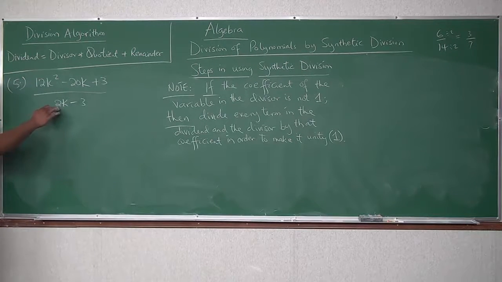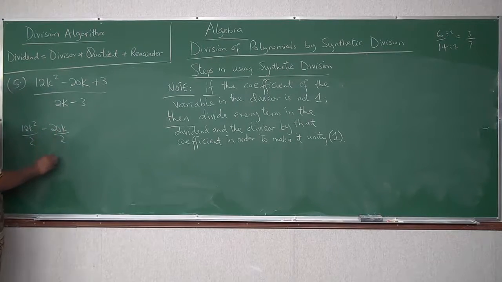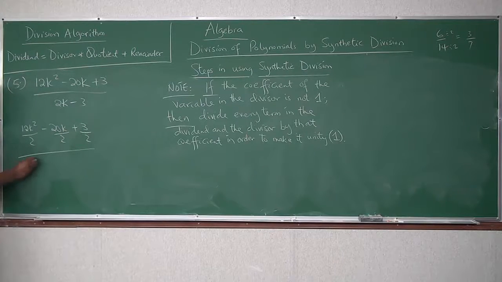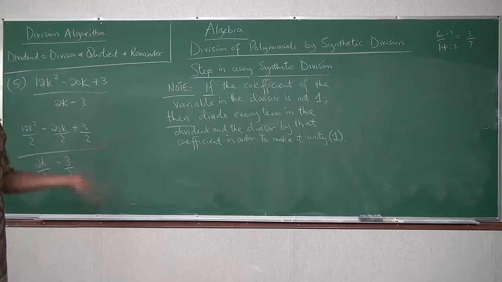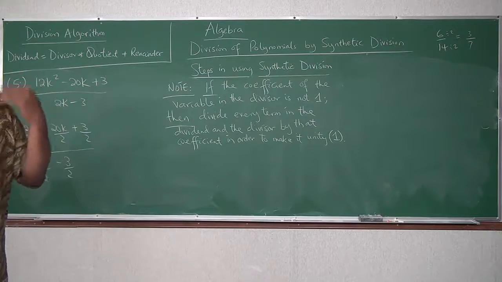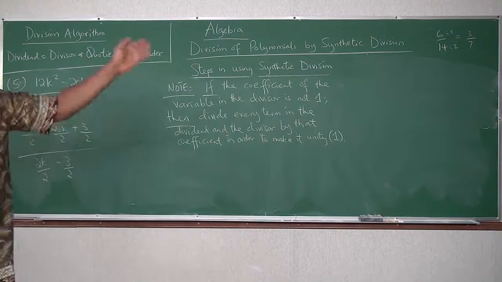Because this is 2, it's not 1, so we will divide every term by 2. So this will be 12k squared over 2 minus 20k over 2 plus 3 over 2, all over 2k over 2 minus 3 over 2. And this is perfectly legal, because whatever you do to the denominator, you've got to do to the numerator.